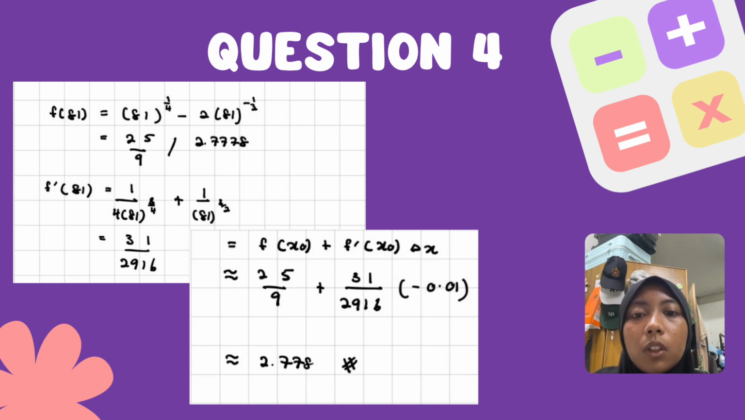Finally, we bring it all together using the linear approximation formula, which is f(x) approximately equal to f(x0) plus f'(x0) multiplied by delta x. Substituting our values into the formula, we have 25/9 plus 31/2916 multiplied by negative 0.01, and the final answer is 2.7778. As the question wants 3 decimal places, the final answer is 2.778.